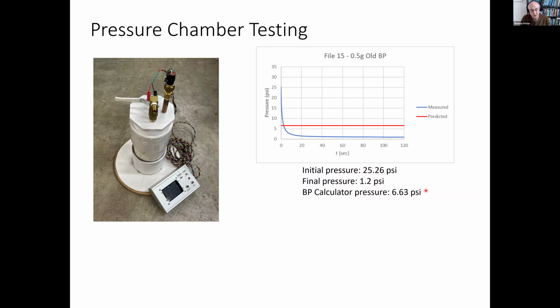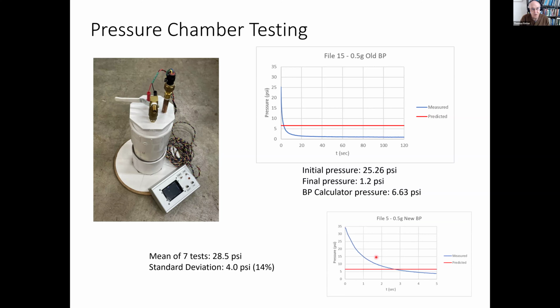Now, the black powder calculator model predicted 6.63 psi, the red trace here. So we can see that the calculator actually significantly underpredicts the amount of pressure that we measured, which was a surprising result. I ran the test 7 more times for a mean of 28.5 psi and a standard deviation of 4 psi. That large standard deviation is one of the many reasons that black powder isn't used commercially today.